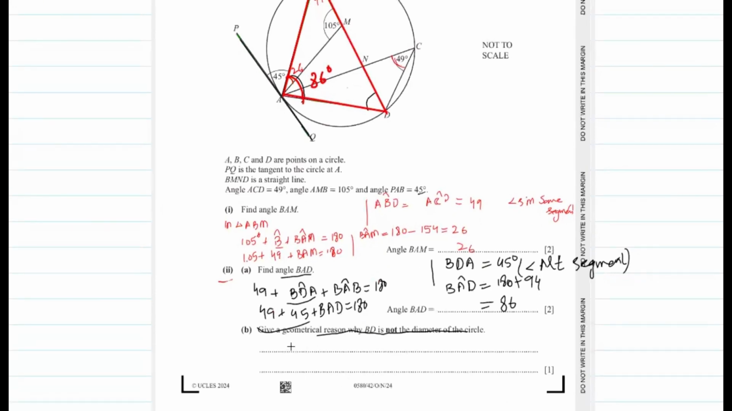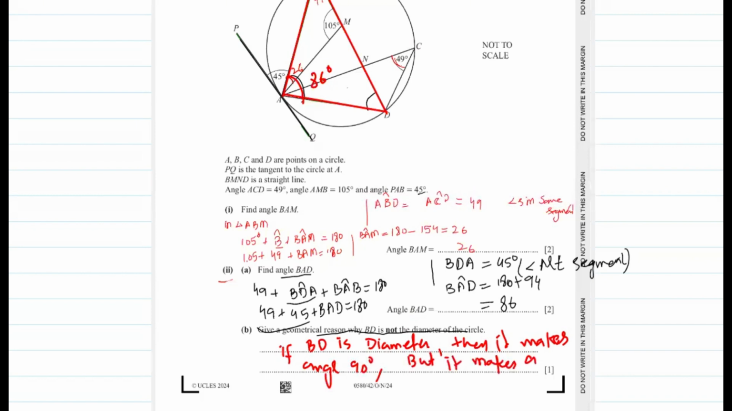Therefore we write the reason: if BD is a diameter, then it makes an angle 90, but it makes an angle 86 degrees at the circumference of the circle. Now we move to the next part of the question.